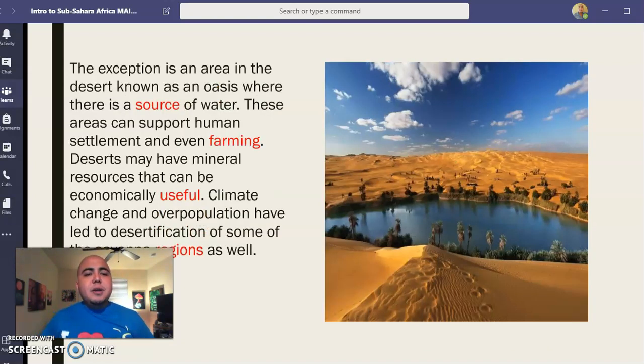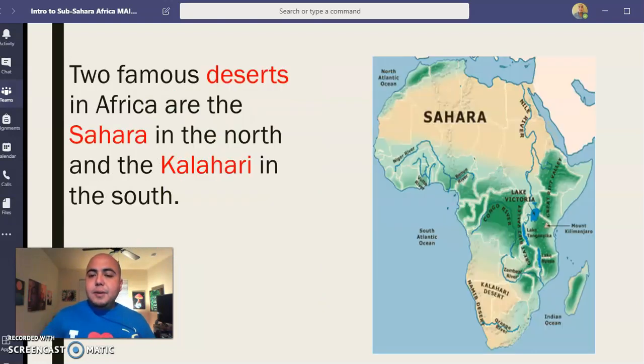The exception is an area in the desert known as an oasis where there is a source of water. These areas can support human settlement and even farming. Deserts may have minimal resources that can be economically useful. Climate change and overpopulation have led to desertification of some of the savanna regions as well. And we already discussed climate change last unit on the effects on the earth. So as you can see, this is a prolonged initiative we're going to have to encounter and confront.